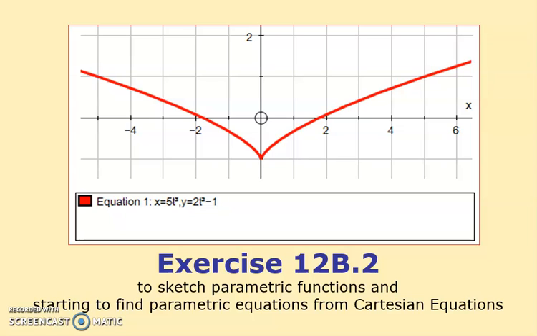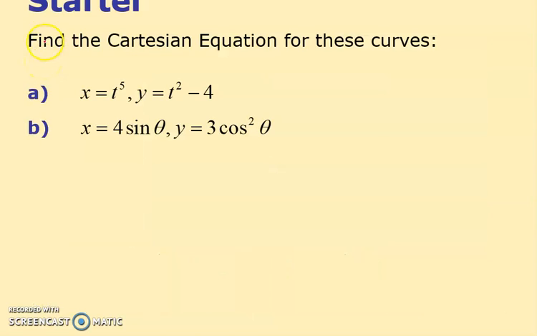Oh, this is another look at exercise 12B. Last time we saw how to do them on the calculator. One of the things I want to do today is make sure you can do them just using pen and paper. We also want to do some other bits and bobs with parametrics as well. So let's move on quite quickly. A little starter for us.